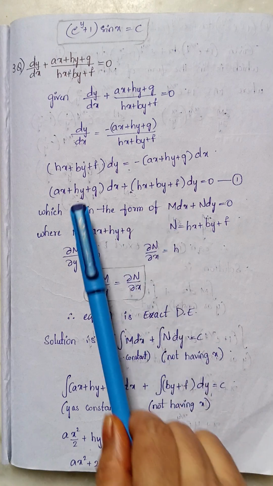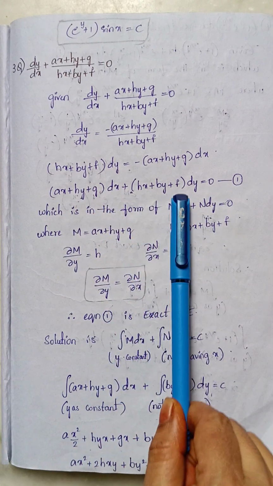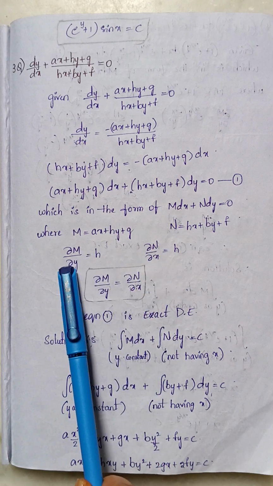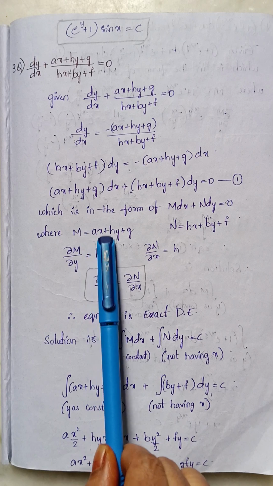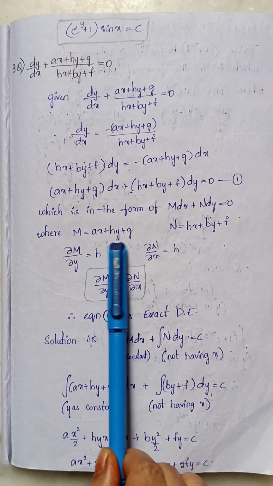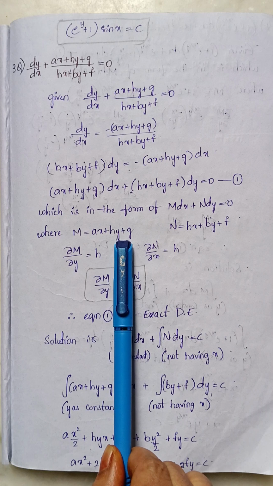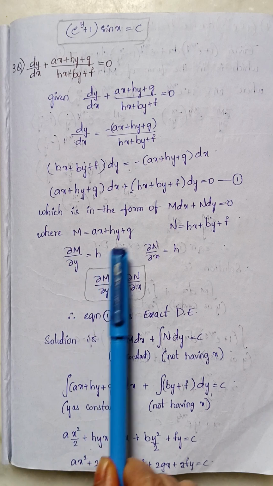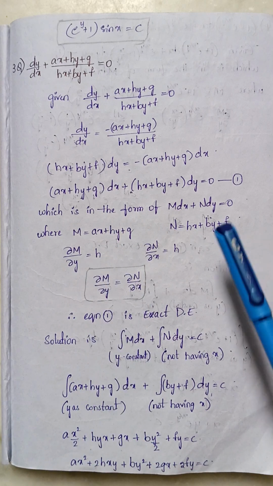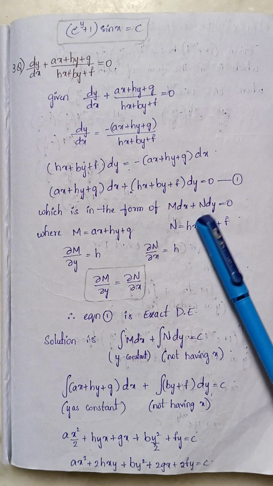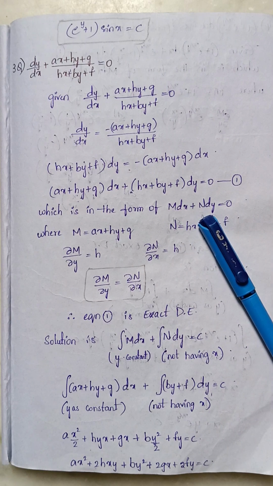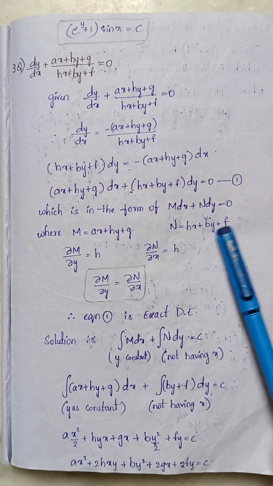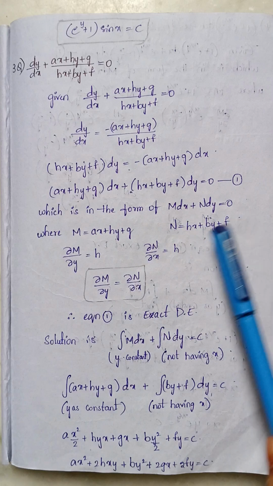Now take M as the dx coefficient and this as N. Now find ∂M/∂y. With respect to y, x is constant here, so its derivative is 0, and with respect to y the derivative of hy is h, and the remaining term is a constant, so its derivative is 0. So only h we have. Similarly ∂N/∂x: with respect to x, the derivative of hx is h, and the other terms are constants, so the derivative of constants is 0. Now h plus 0 is h.